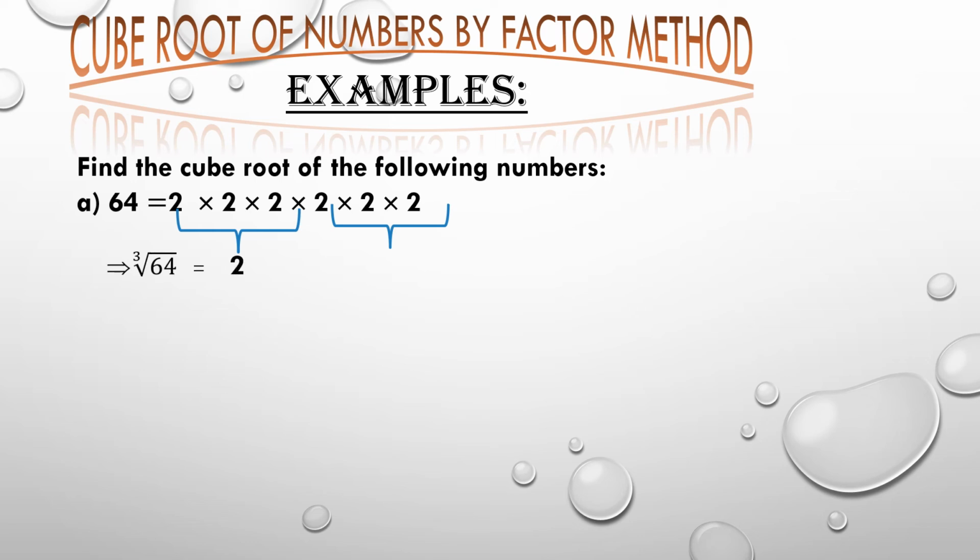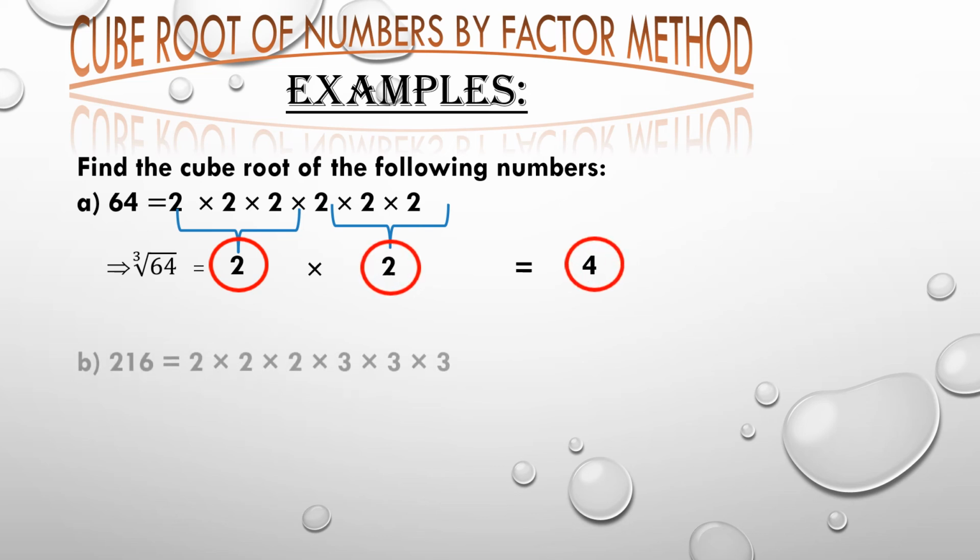So in the first group of 3 we have 2, the next group of 3 we have 2, then take 1 in each, then multiply. Like the first one we have 2, the second group we have 2, then if we multiply 2 by 2 we're going to get 4.